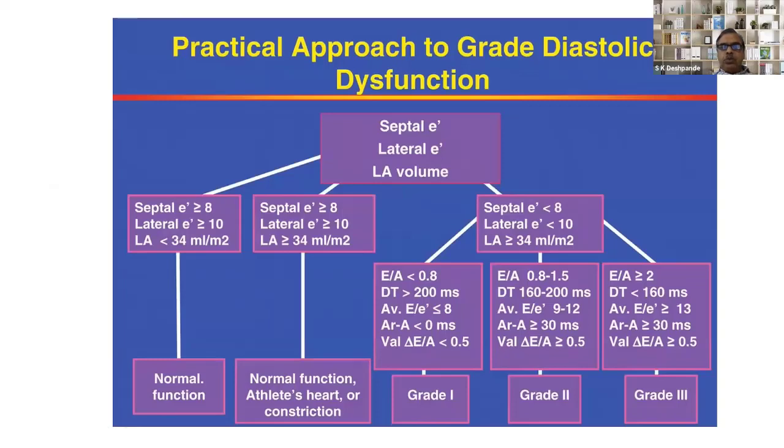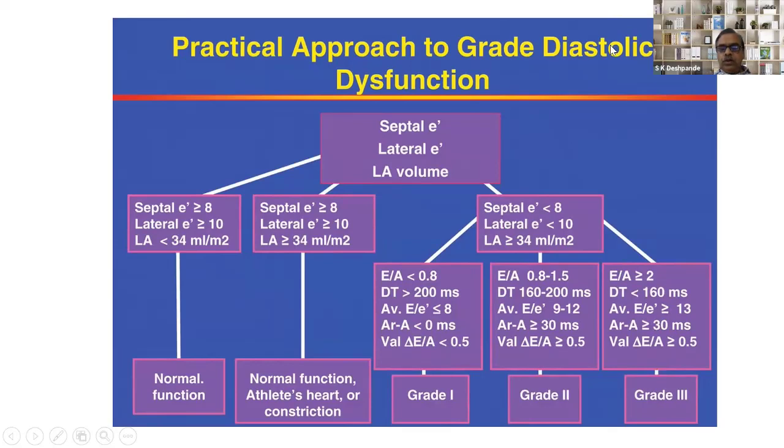So what is the practical approach to grade diastolic dysfunction from the E prime? If the septal E prime is more than 8, lateral is more than 10, and LA volume is less than 34 ml per square meter, there is normal function. Otherwise, LA volume is more than 34 ml per square meter, and E by A is more than 2.